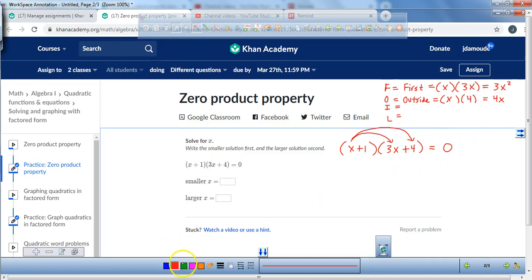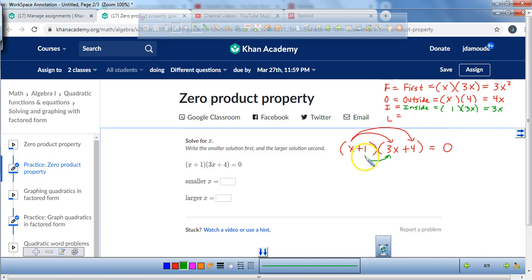Alright, so now we're going to switch. Now we're going to go to our inside terms. Our inside terms are right there, right inside. Alright, and our inner terms are the number 1 and the variable, here we have a 3x. And 1 times 3x is 3x.